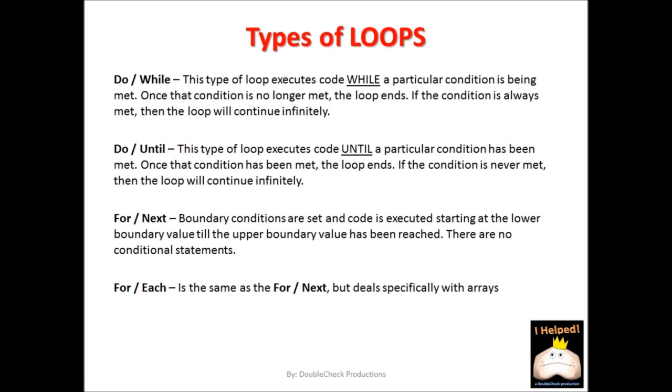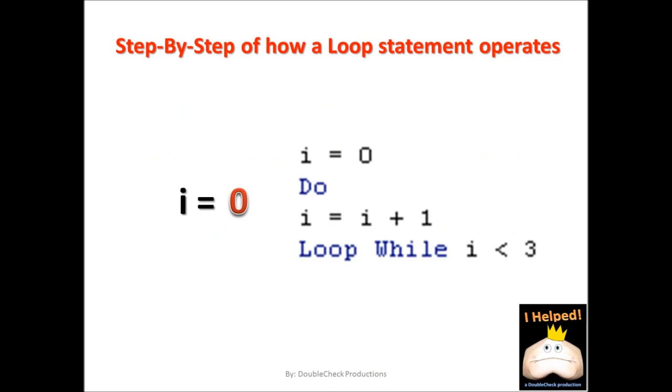So what it's going to do is go to the first value of I, or the first value of our variable, and it's going to continue through that until we hit an end condition. So there are boundaries set by us, the user. Next is the for each. It works just the same way as the for next loop, but it's specific to dealing with arrays. Alright, so what I want to show you now is a step-by-step example of how a loop statement actually operates.